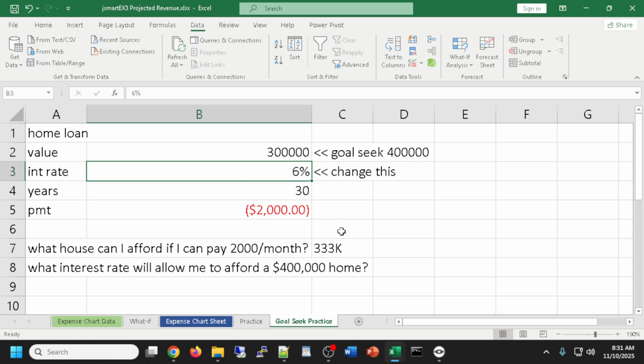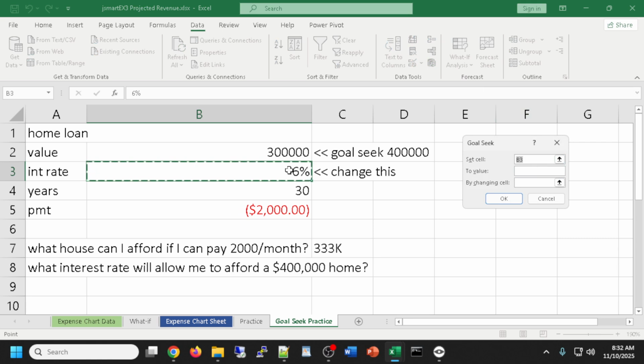The first case was, what would the payment be? What would get me to a $2,000 payment, and what value of house that would be. Here I'm saying, what change in my interest rate will allow me to afford $400,000? So this is what I'm goal seeking. I want to adjust the interest rate so at a payment of $2,000 a month, I can afford a $400,000 home. Let's find out. What-If Analysis, Goal Seek.